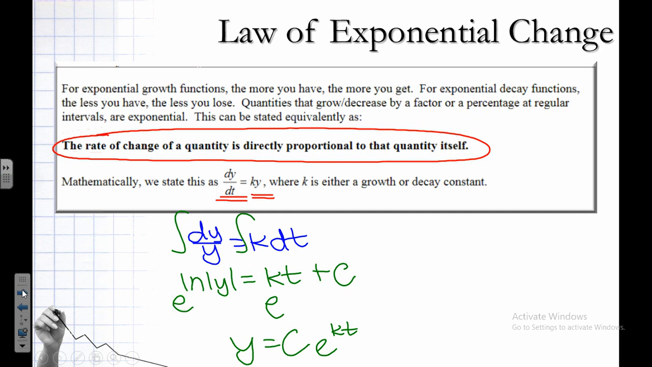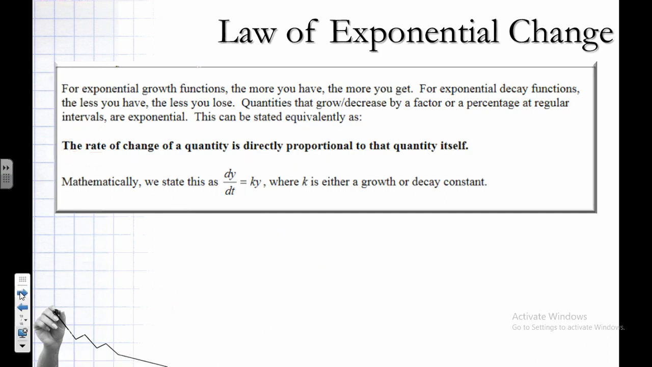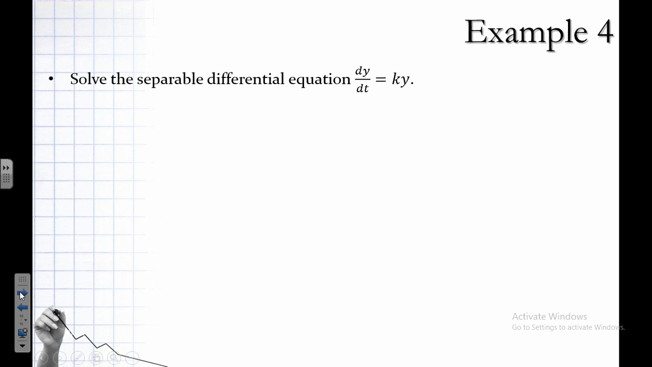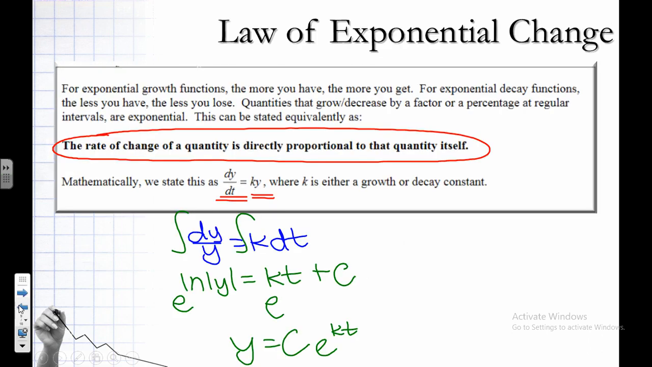Basically, if you see the words, the rate of change of a quantity is directly proportional to the quantity itself, in some way, shape, or form, you know that this is happening, therefore this is your equation, right? How does k dt go to kt? We're integrating with respect to t instead of x, and k is a constant, so it goes to k times t.